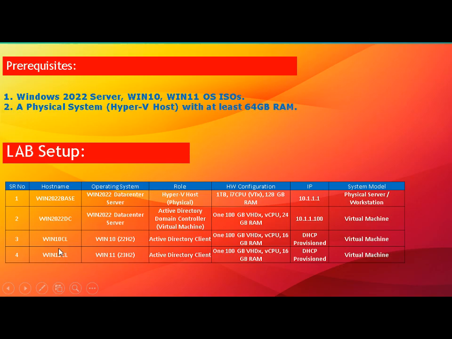And next 2 machines will be your Active Directory client systems. One will be running on Windows 10 operating system and second one will be on Windows 11. Both will be acting as an Active Directory client machines. Both will have an identical hardware configuration like 100 GB VHDX, virtual CPU, 16 GB RAM, and the IP they are getting from the DHCP server, which we will be configuring on WIN2022 DC system. And of course, those 2 machines also be virtual machines. So this is a normal lab setup.